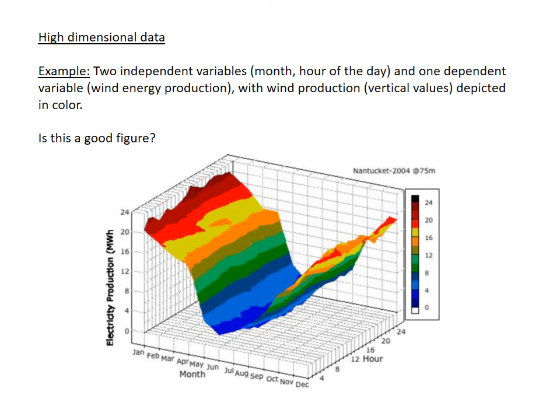Here's an example. You have two independent variables, the month of the year and the hour of the day, and then one dependent variable, which is wind energy production, on the vertical axis, the z-axis, and then we're also coloring wind energy production as well. So as you go higher up on the vertical axis, you go more from these cool blue colors to red and eventually black. And I ask here, is this a good figure? I really don't like this figure. I think it's a little misleading, and so I was hoping you guys would think about why.